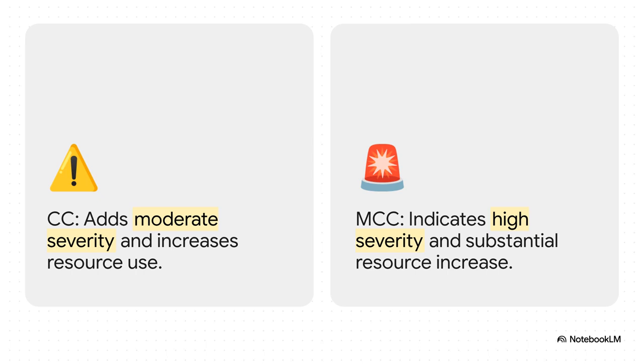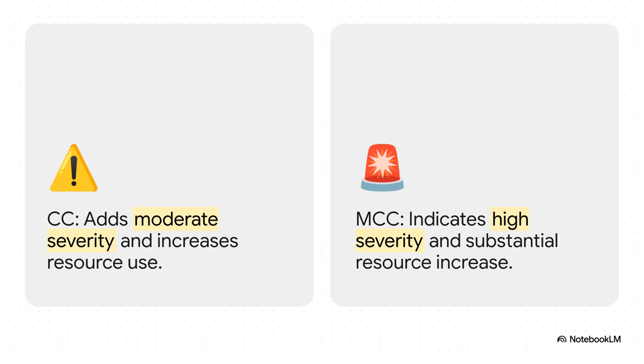A CC, which is a complication and comorbidity, is a coexisting condition that adds moderate severity and bumps up resource use. Think of something like an unspecified UTI or moderate malnutrition. An MCC, or major complication and comorbidity, points to high severity and a substantial increase in hospital resources, stuff like acute respiratory failure or sepsis.